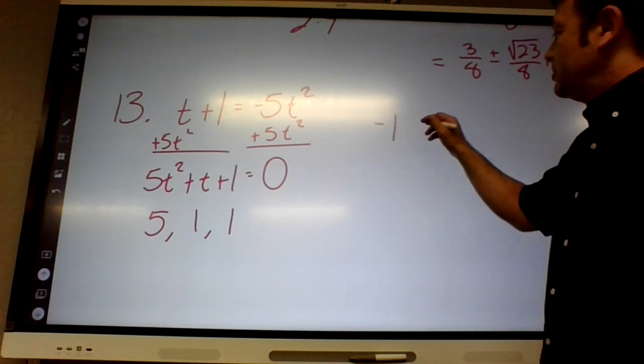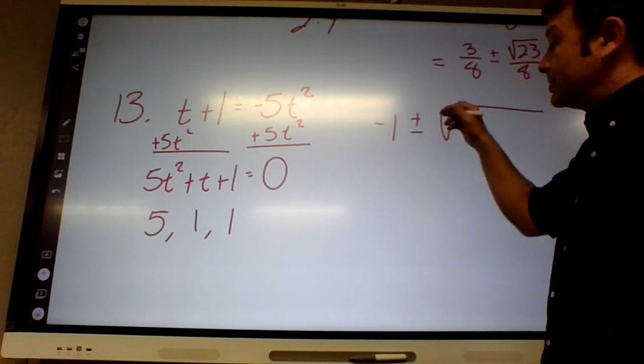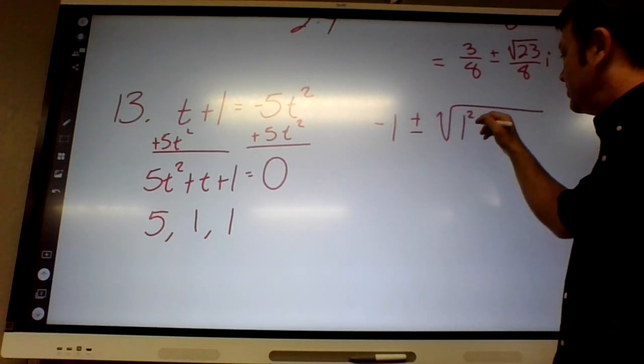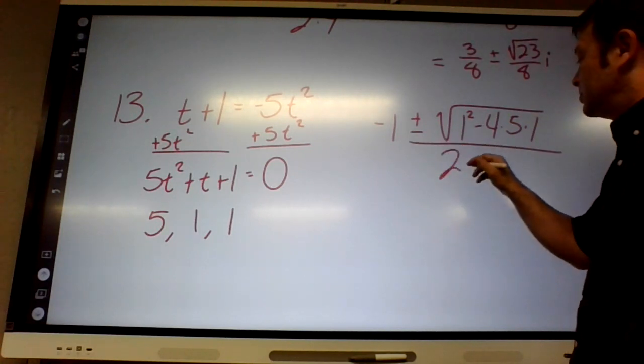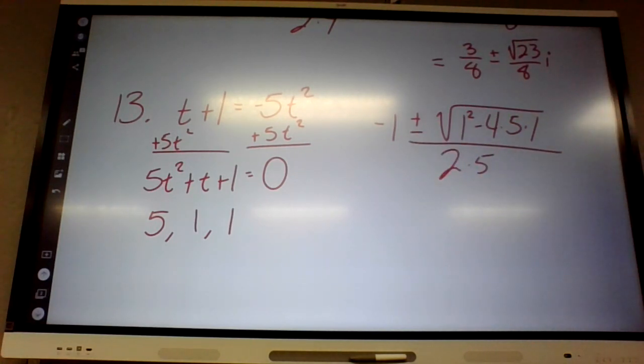So, negative b. I don't know if this one's imaginary or not, we'll see. Negative b plus or minus square root of b squared minus 4ac over 2a. Kind of missed there. Alright. I can tell this is going to be imaginary. You guys know how I can tell? It looks fake. This is like 1 minus 20. That's going to be negative. So what is 1 minus 20, by the way?